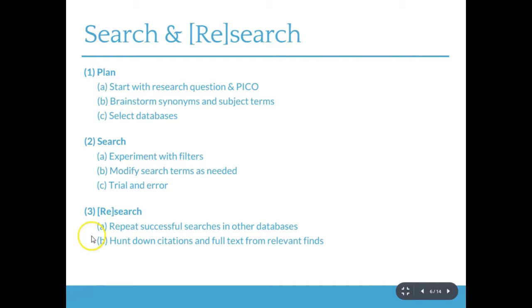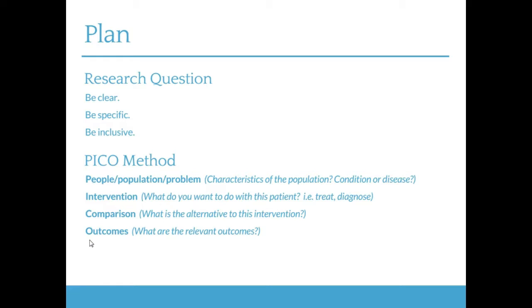A lot of people forget about that step, but it's very important so that you can broadly cover the topic that you're looking for. And then, of course, you can find your full text articles so you can begin to read about the information that you found. So step 1, planning. We have our research question. It's preferable if it's clear and specific and inclusive. I think there's a whole session about research questions later on, so if you need help with that, check out the schedule.